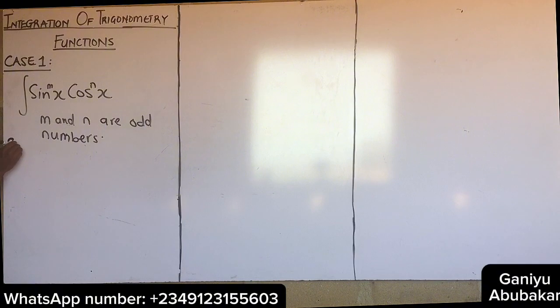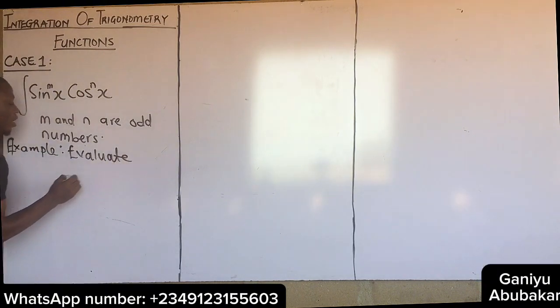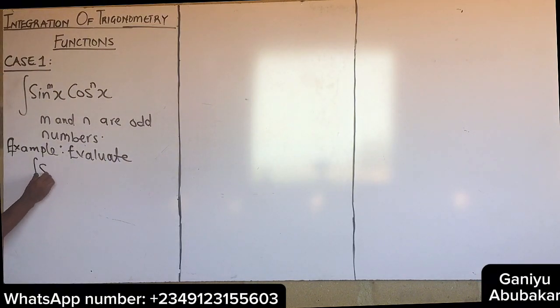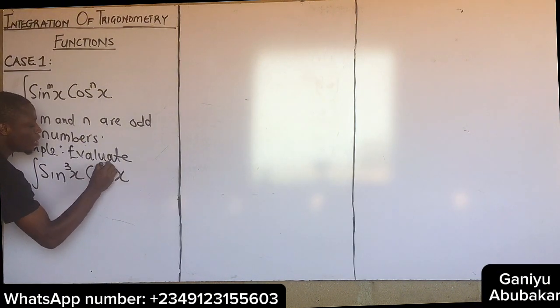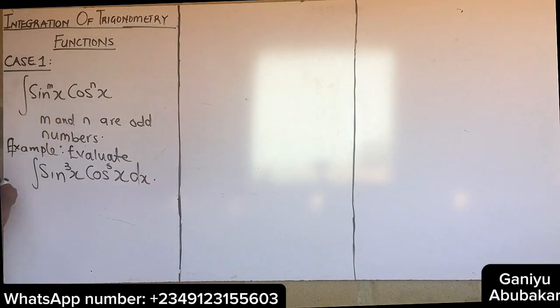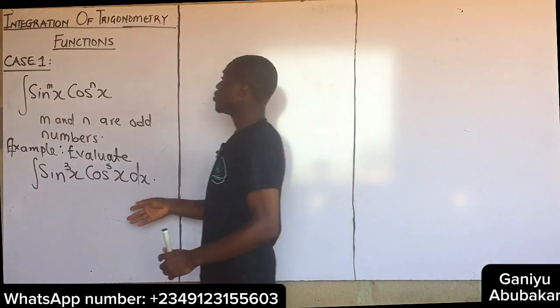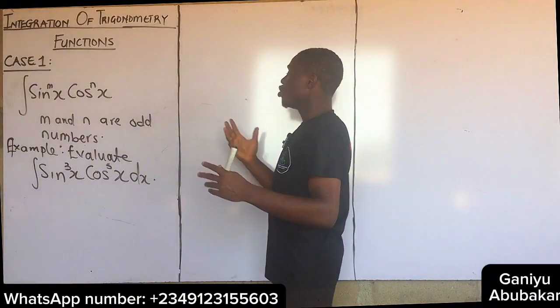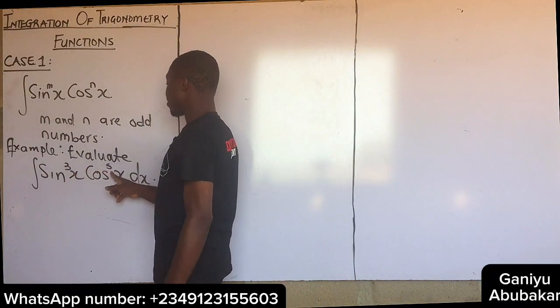Example, let's say evaluate the integral of sine x cubed cos x to power 5 dx. I'm going to perform this integration here. This integration falls under integration of trigonometric functions. For this, I can see odd numbers: 3 and 5 are odd numbers.